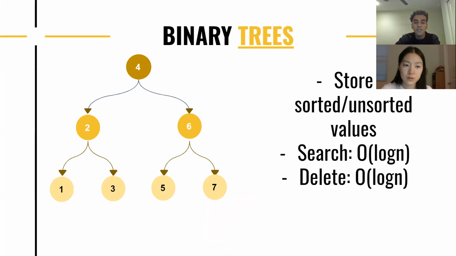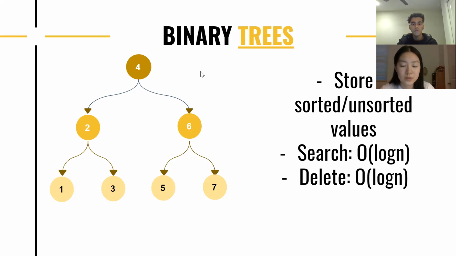Our next data structure is a binary tree. Now in a binary tree, we can store sorted and unsorted elements. The time complexity to search for a random element would be log n, and the time complexity to delete a random element is also log n. So this is a very efficient data structure.